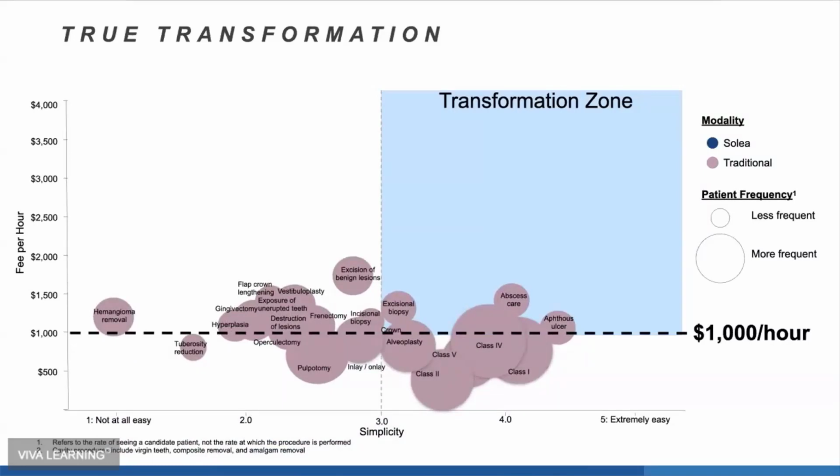And so the bigger the circle, the more of those procedures the provider does. And as you can see, class 1, 2, 3, 4, 5, those are huge circles, because again, that's all dentists do. Like if you run your numbers, almost everything you do is probably one of 5 procedures. It's a crown, it's a filling, it's an extraction, it's a denture.